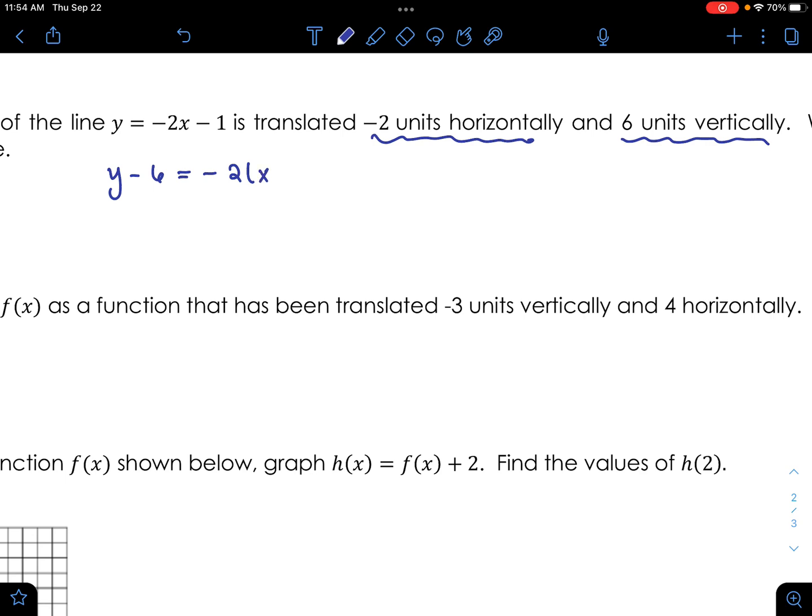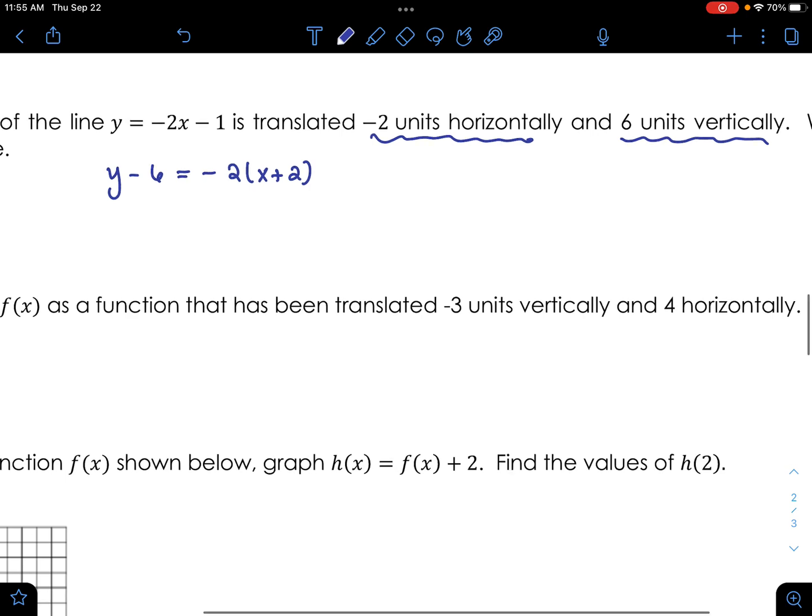So our x value is changing by moving it 2 units to the left. And again, it'd be x plus 2. And then don't forget, you still have your minus 1 outside that parenthesis.